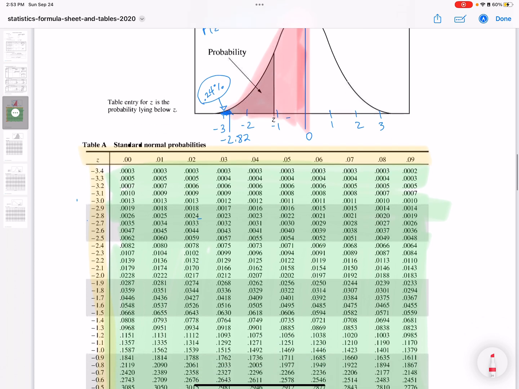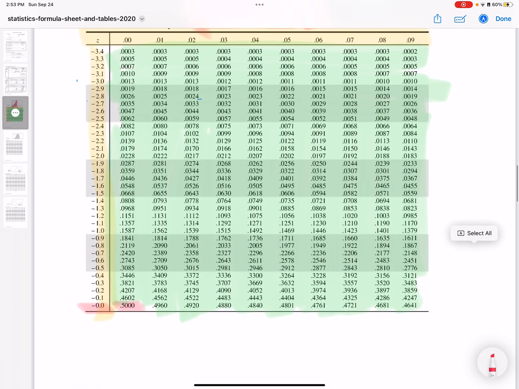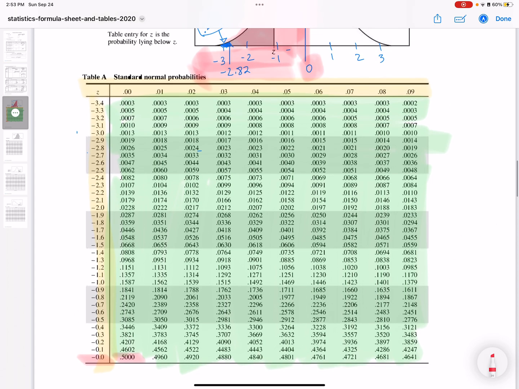So all of the z-scores on the negative side are less than 0, and that's why they're right here on the negative side. So you can see that less than 50% of the curve is shaded. That's why the biggest z-score on the negative side is 0, and all the other ones are smaller than 50% in the green shaded area.